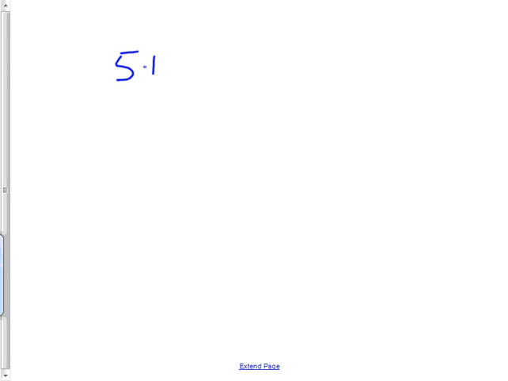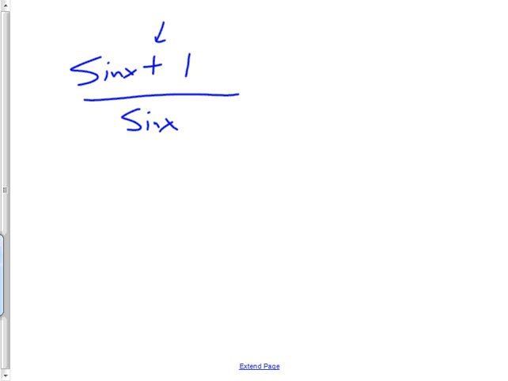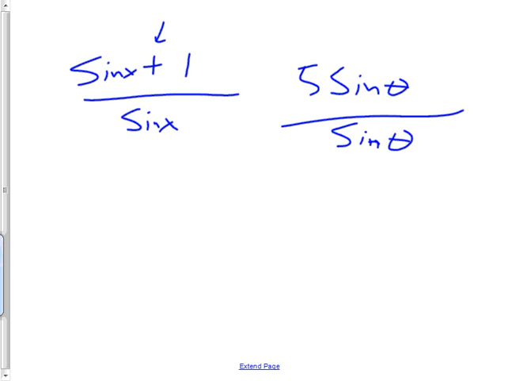On this problem, can or can't you cancel the 5? I cannot. You'd be surprised how many people, when they see this, think they can cancel these signs. No, you can't, because there's a plus right here. What if it was 5 sine theta over sine theta? Then can you cancel? Yes, you can cancel in that situation.